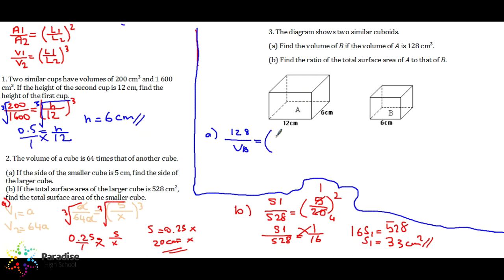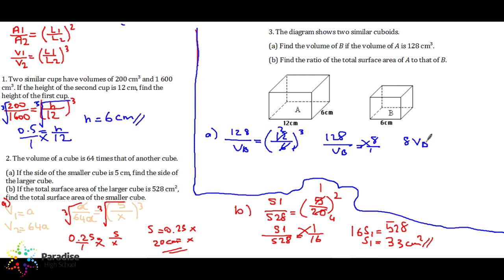The ratio of the corresponding sides. Which sides are corresponding? 12 and 6. So 12 belongs to that volume, 12 over 6 cubed. So that's going to be 2 over 1. 128 over VB is equal to 2 cubed, which is 8.